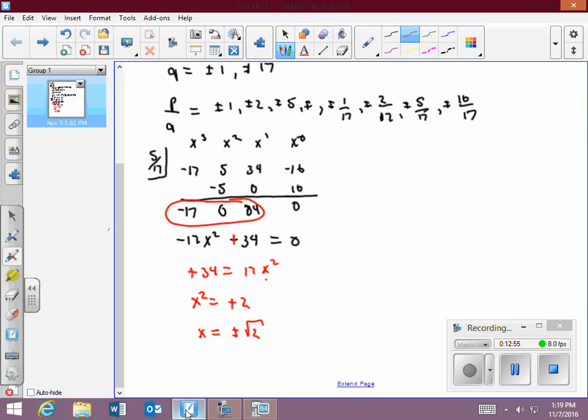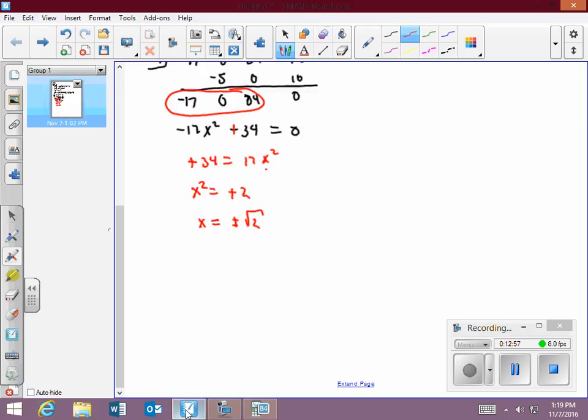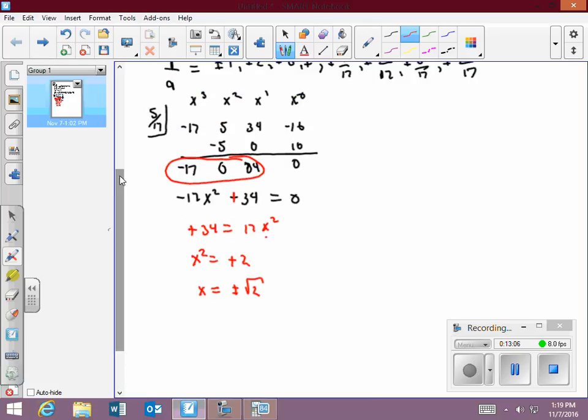So the zeros are, see, and that's what they wanted. Find the real zeros. So the real zeros are this one, and then these 2. So it's 5/17 plus the square root of 2 and minus the square root of 2. Real zeros.